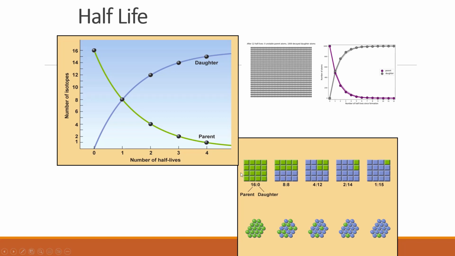So again, if we start off with 16 parent, after 1 half-life, we will go to 8 parent and 8 daughter. After the next half-life, half of those 8 parent, so we'll have 4 parent left. After the next half-life, half of those 4 parent, so we'll have 2 parent left. After the next half-life, half of those 2 parent, to have 1 parent left. And basically after that, we'll have no parent left.